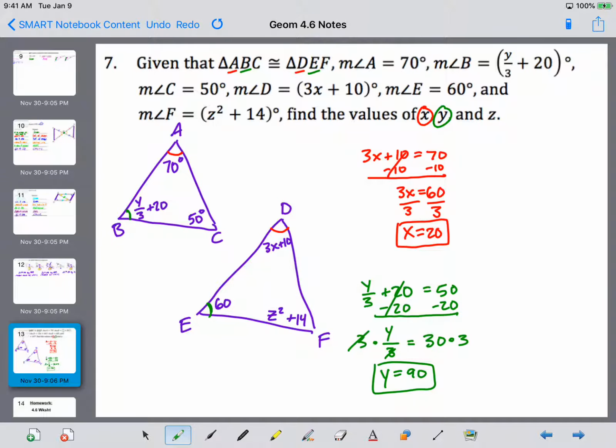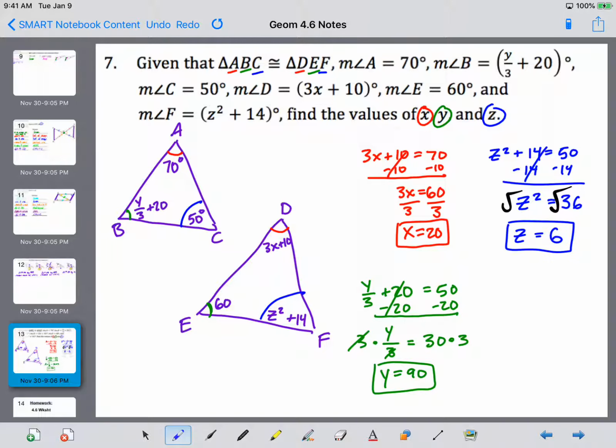All right, and our last example, we're going to find z. So 50 degrees matches with this z squared plus 14. C and F match. So if z squared plus 14 is equal to 50, you can solve that by subtracting the 14 from both sides. We get z squared is 36. Well, to get rid of a square, you have to square root both sides, and the square root of 36 is 6. All right, so we've got x, y, and z, and we are done with this problem.